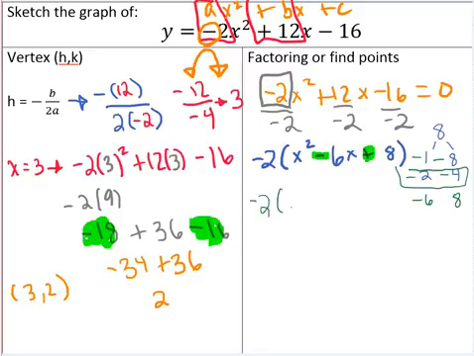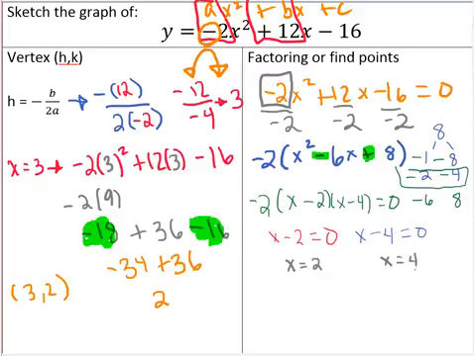Negative 2 times x minus 6, we're going to use this pair, so that's minus 2. So x minus 2, and then x minus 4. We're going to equal that to 0. Okay, so we're going to set each factor equal to 0. I don't do anything with a negative 2, because it's not going to help me. So then I have x minus 4 equals 0. Solving each of these for x, I get x equals 2 here, and x equals 4 there.